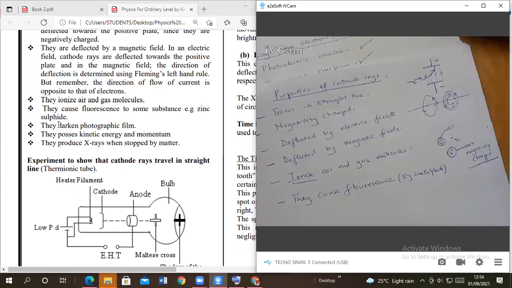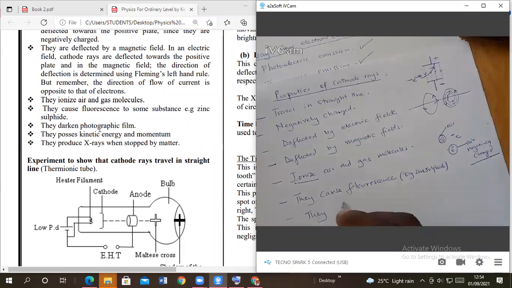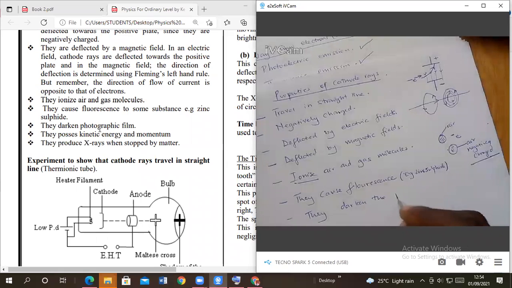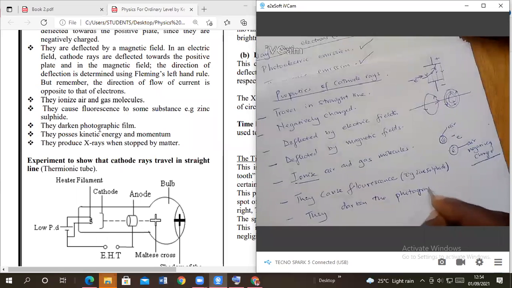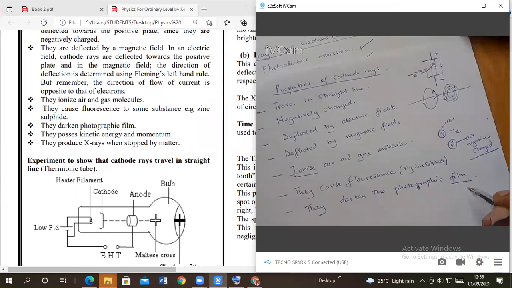Number 8, they darken the photographic plate or film. Now, for us these days, we are using memory cards, but in those days we used to have those cameras that use negatives. So the photographic plate also appears like that. It means that the electrons change the color of the photographic plate by darkening it, and then you can study what took place.